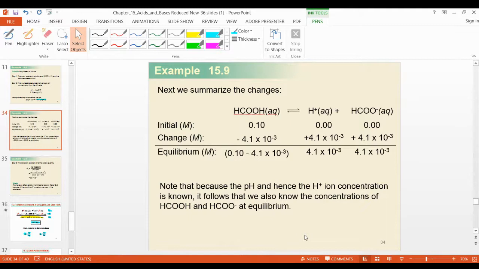Unlike in the last example, teacher, here we have the molarities. It's written down, the initial and the change. But in 15.8 there was no molarity written.